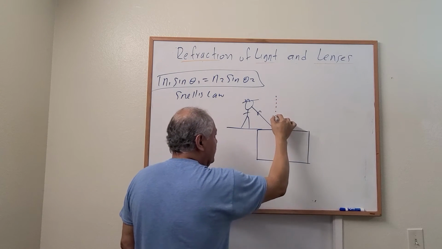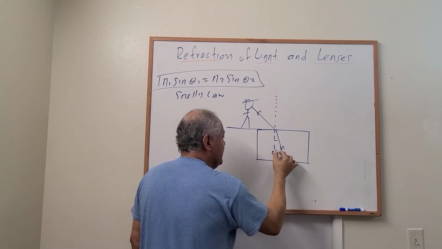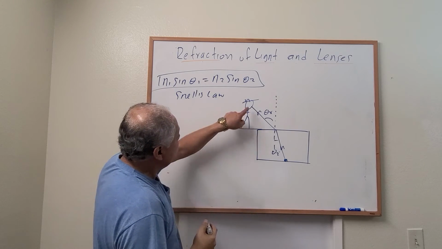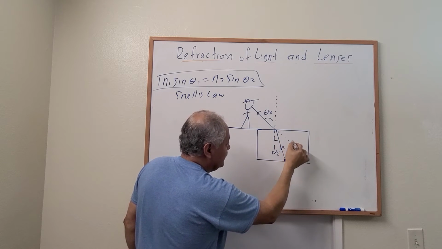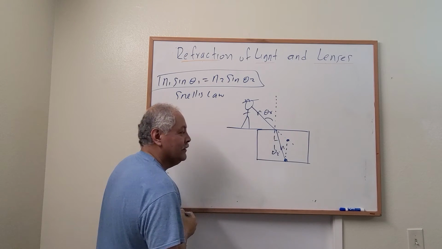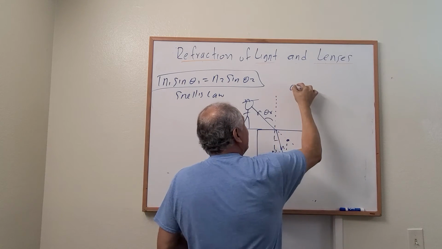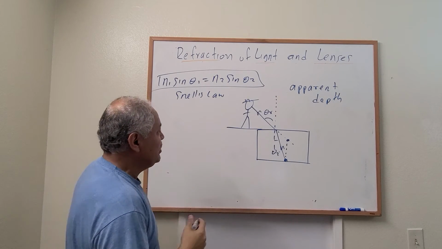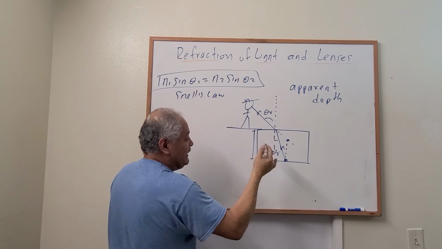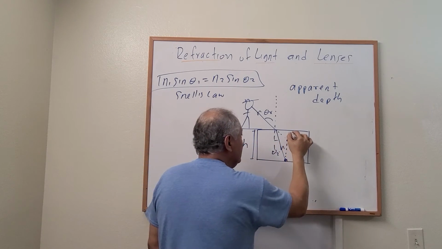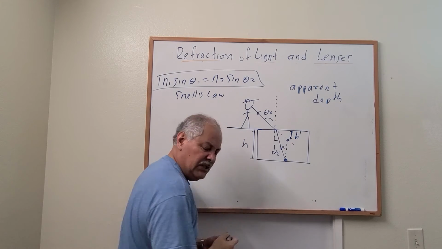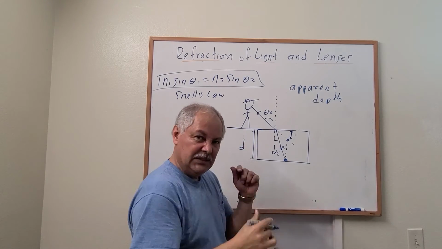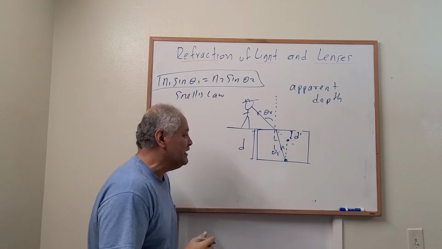Now this is the normal. Of course, this is the incident angle and this is the refracted angle. Now, this observer sees this object in this direction, but the object is actually right here. This is the apparent depth. Let's call this depth h, and this h prime, or d, the distance. This is the original distance, and this is the apparent depth or distance.